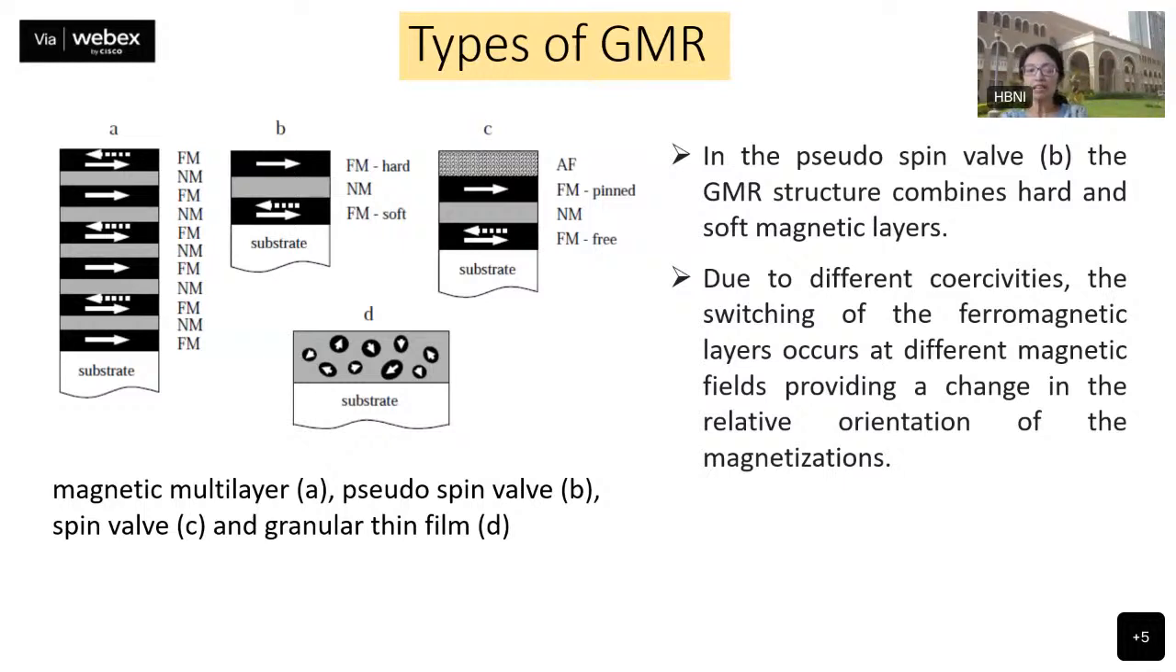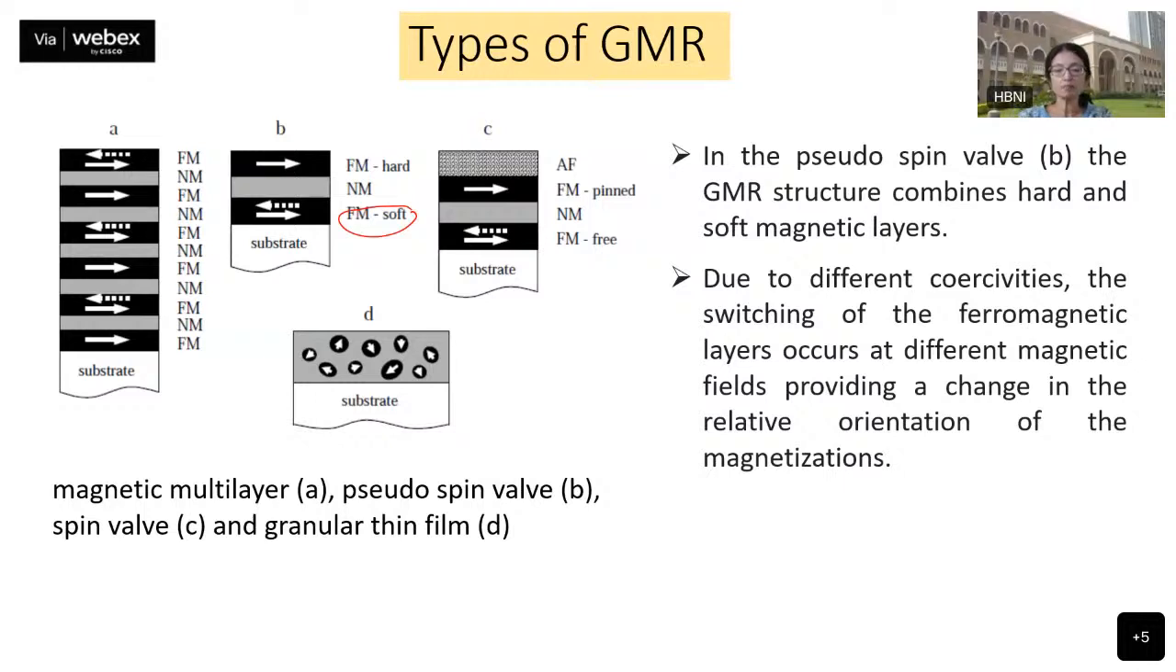In the pseudo spin valve, what you have is a ferromagnetic material which is hard, a non-magnetic layer, and then a ferromagnetic layer which is made up of a soft material. So this is combining hard and soft magnetic layers. As I mentioned, hard and soft magnetic materials have different coercivities. Due to this different coercivity, the switching of the ferromagnetic layers will occur at different magnetic fields, providing a change in the relative orientation of the magnetization, and this will lead to a change in the resistance. So this is basically a pseudo spin valve.